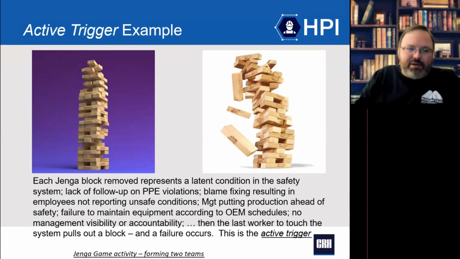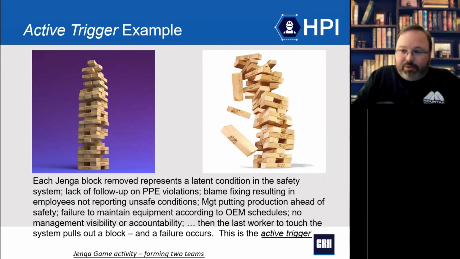So they give some examples here: lack of following up on PPE violation, blame fixing resulting in employees not reporting unsafe conditions, management putting production ahead of safety, failure to maintain equipment. The list goes on and on. There's a lot of those latent conditions that exist, and the longer they exist, the more they become invisible. So in Jenga, you keep pulling those out until somebody pulls one block out that brings the whole tower down. And that's our active trigger. Okay. And that's the failure that occurs that causes the whole tower to collapse.